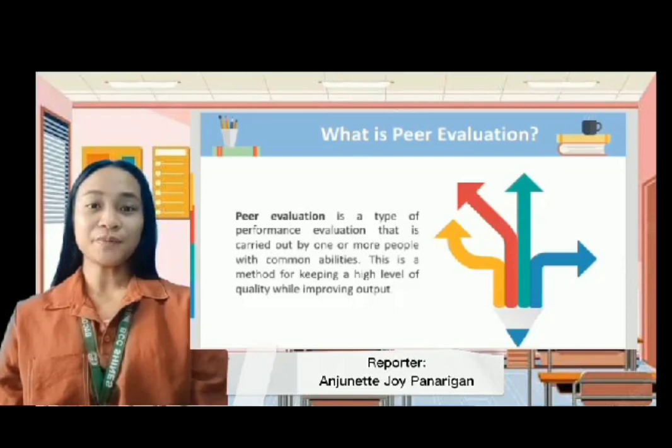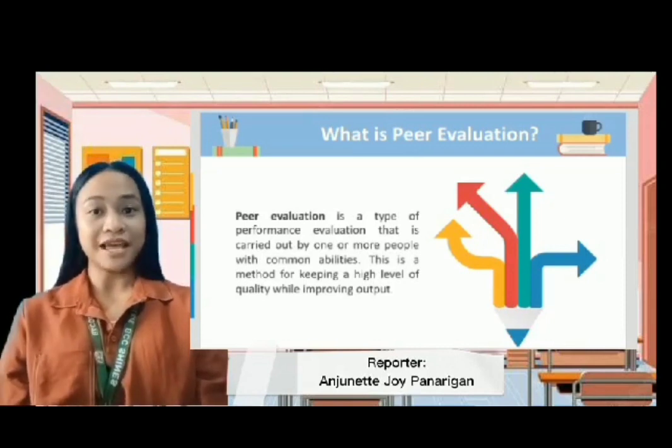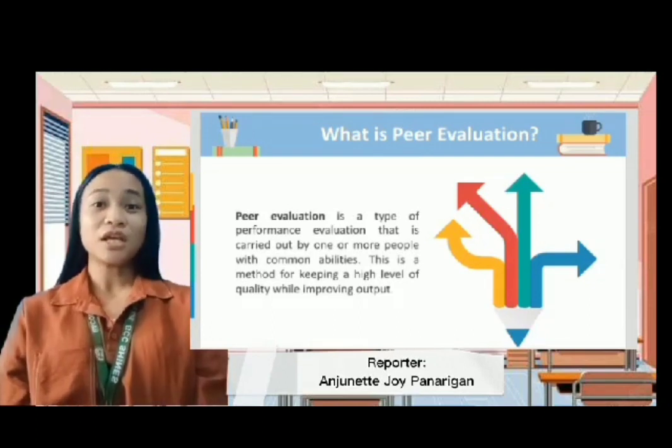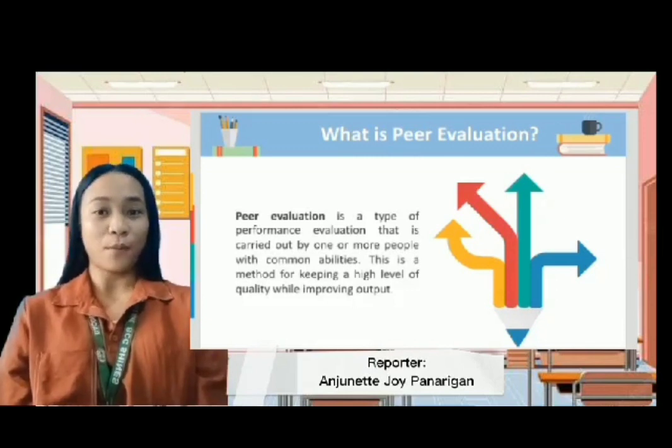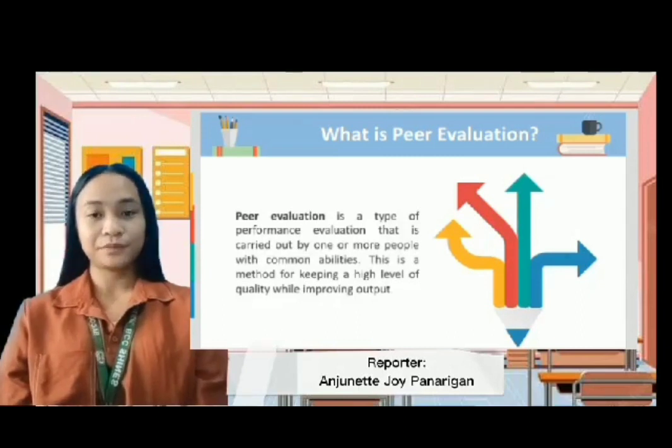According to my research, peer evaluation is an effective way of collaborative learning and evaluation because we are able to receive feedback from our teammates, classmates, or co-workers regarding our performance, and that will help us to assess ourselves and our actions. In connection, as someone being evaluated by our peers, we can see if there are things we need to change, improve, or avoid in the way we perform. In short, peer evaluation can make us realize our strengths and weaknesses and can maintain a high level of quality while improving output or performance.